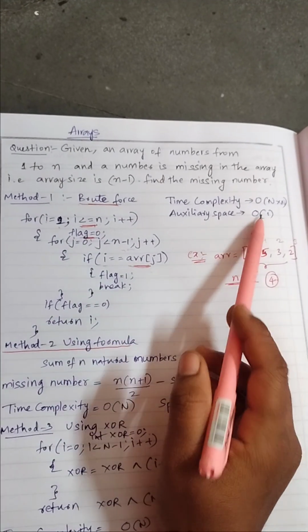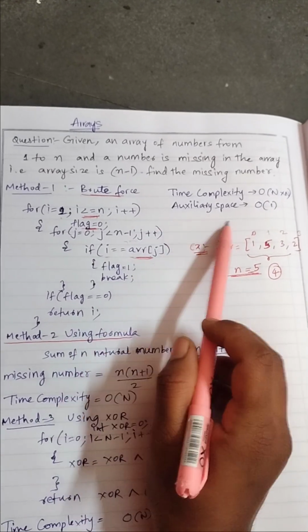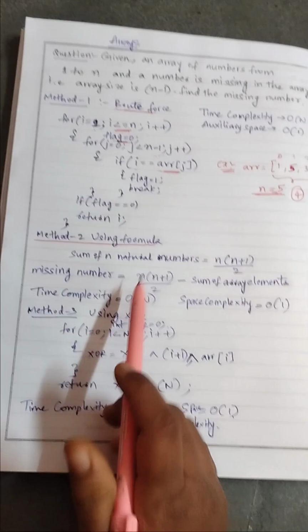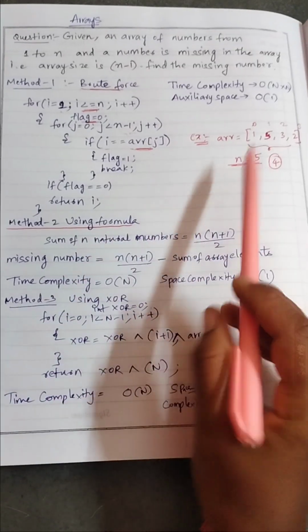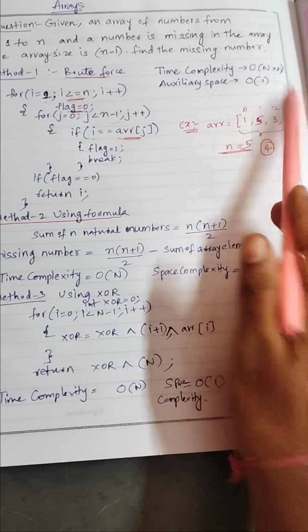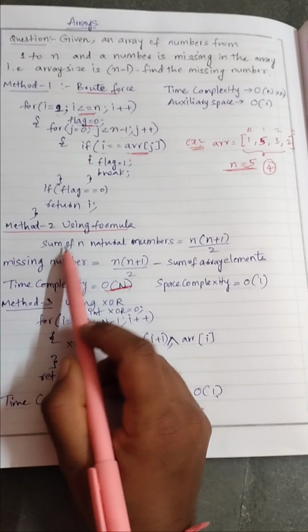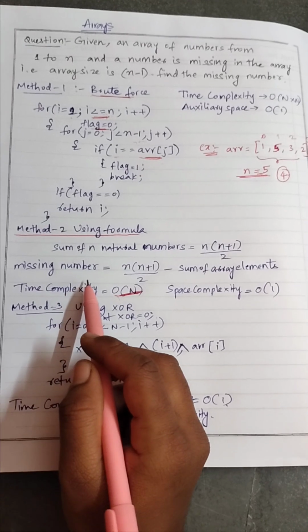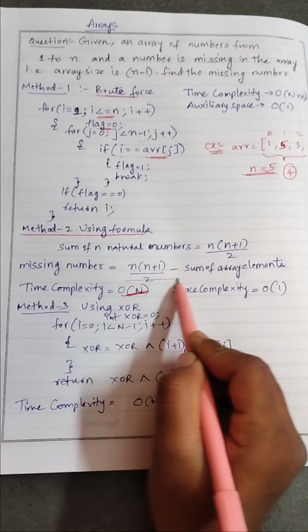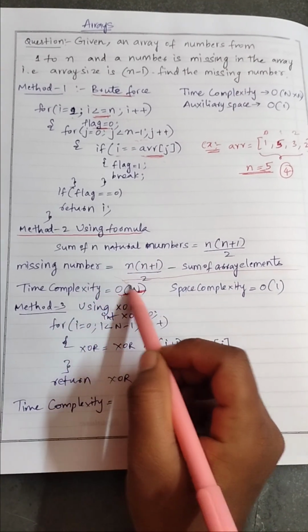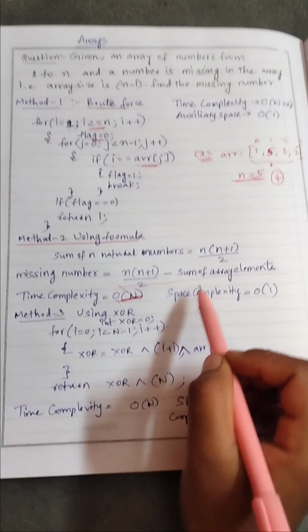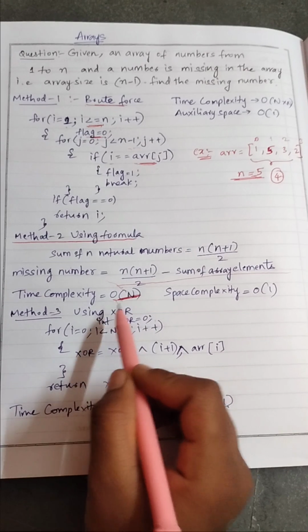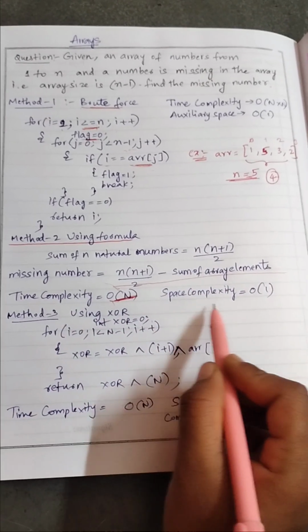For this, the time complexity is order of n cross n, and the auxiliary space needed is order of 1, meaning we need not use any extra space here. In method 2, using a formula, we can optimize the time complexity from order of n cross n to order of n. I think all of you know that the sum of n natural numbers is n into n plus 1 by 2. To get the missing number, from the sum of n natural numbers we subtract the sum of the array elements. Then we get the missing number. Time complexity for this is order of n, because we need to take the sum of the array elements, and auxiliary space needed is order of 1.